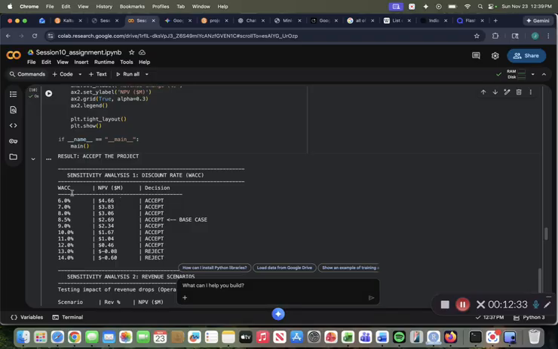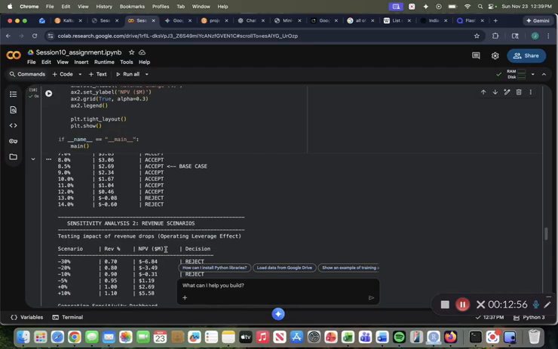And then conversely, as the WACC goes up closer to double-digit percentages, 10%, 11, 12, 13, 14, we start to get into dangerously low territory. At 13% is when we get into the negatives, which is when we would start to reject, because if net present value is not positive, then we would not want to accept the project.